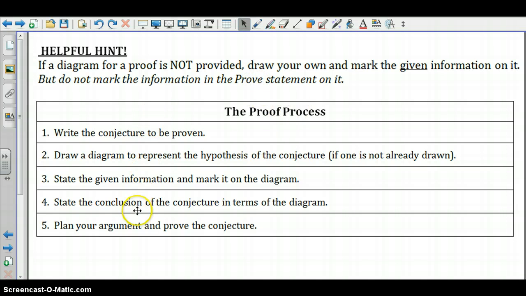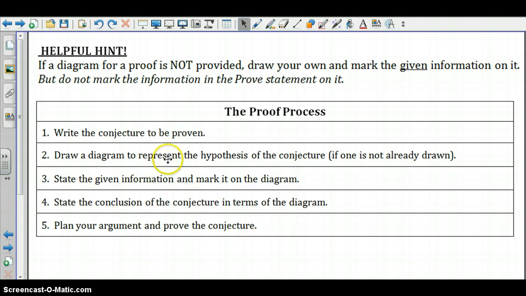So here is a quick 5-step process for the proof process. Number 1, write the conjecture to be proven. Most of the time, this is going to be done for you. You are given the given information, and you're given what you're supposed to prove. Number 2, draw a diagram to represent the hypothesis of that conjecture. The given information needs to be marked on the diagram, if it's not already drawn.